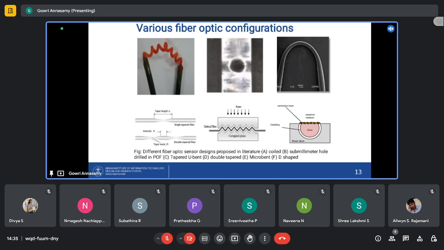So that is how the fiber optic sensor works. You have the particular geometry, remove the cladding, and instead of cladding you coat with bioreceptors and introduce the analyte. So it's coiled, tapered, U-shaped, all these things work like that.